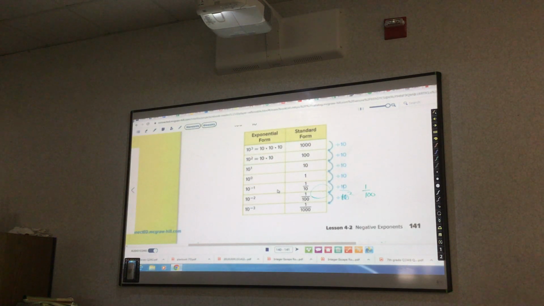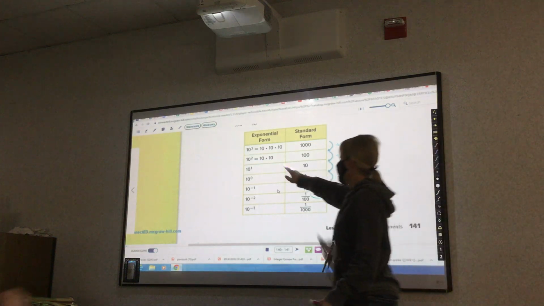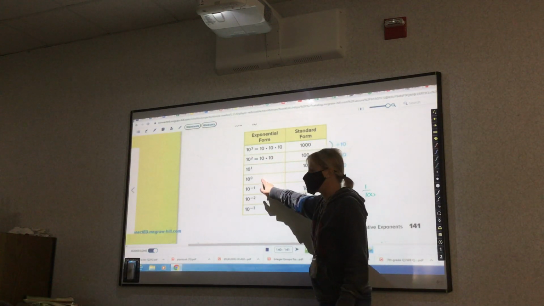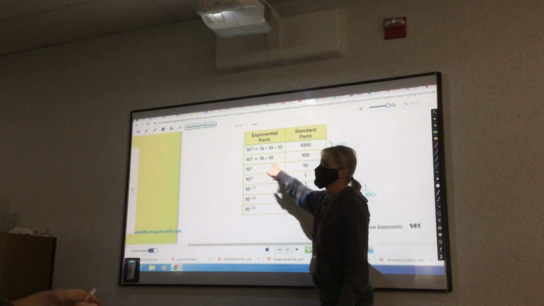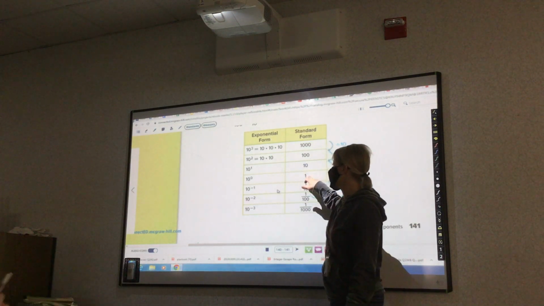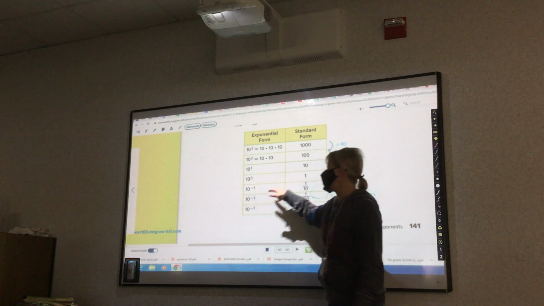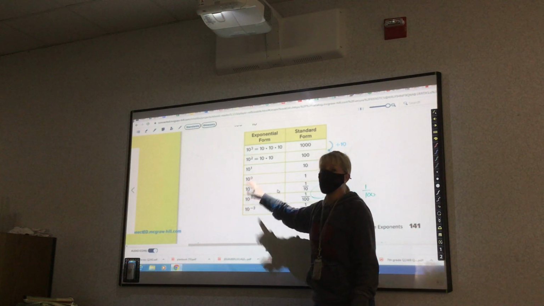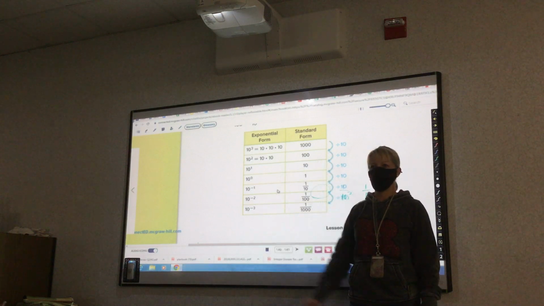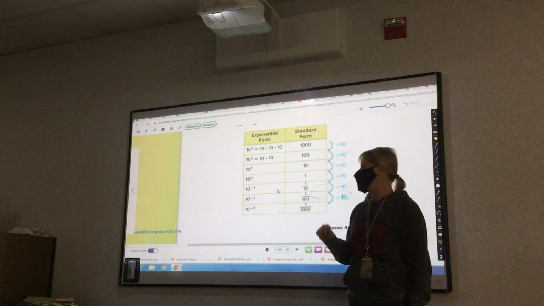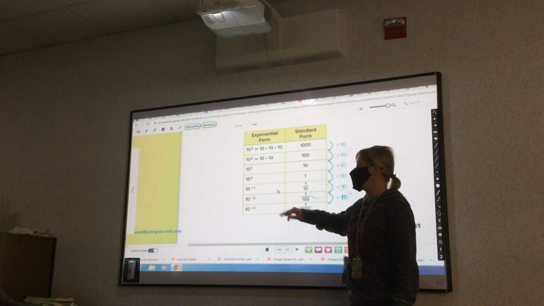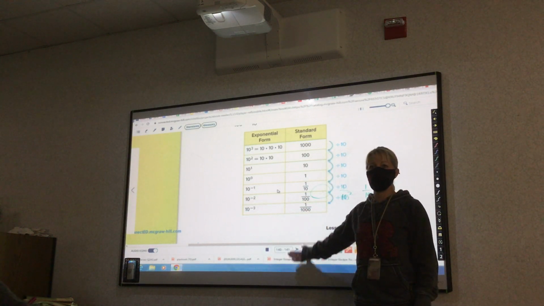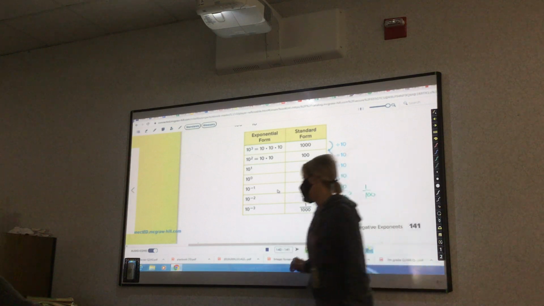So here they're showing the exponential form. 10 cubed is 1,000, 10 squared is 100, 10 to the first power is 10, 10 to the 0 power is 1, 10 to the negative 1 is 1 over 10, 10 to the negative second power, because you're not going to say negative squared usually, you'll just say negative second power, would be 1 over 100, and 10 to the negative third power is 1 over 1,000. Do you guys understand how we're going through this? Okay.